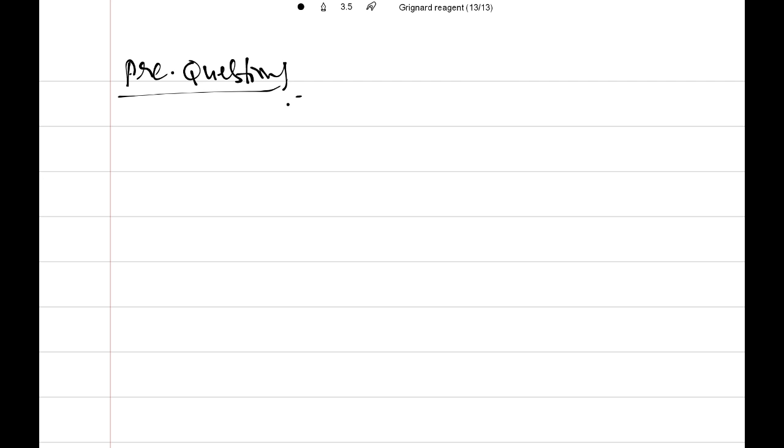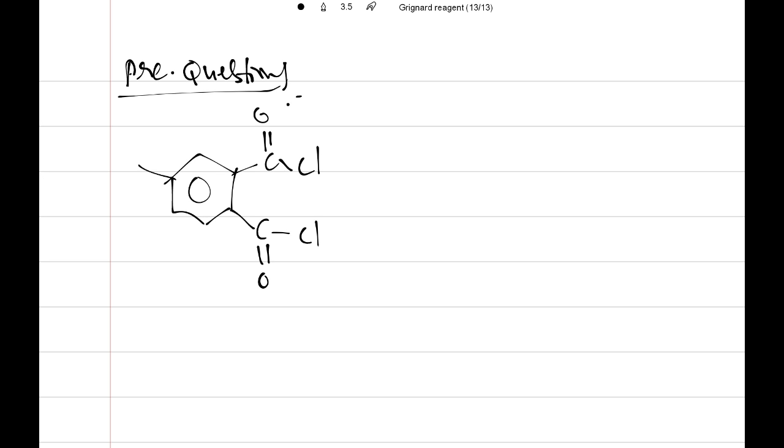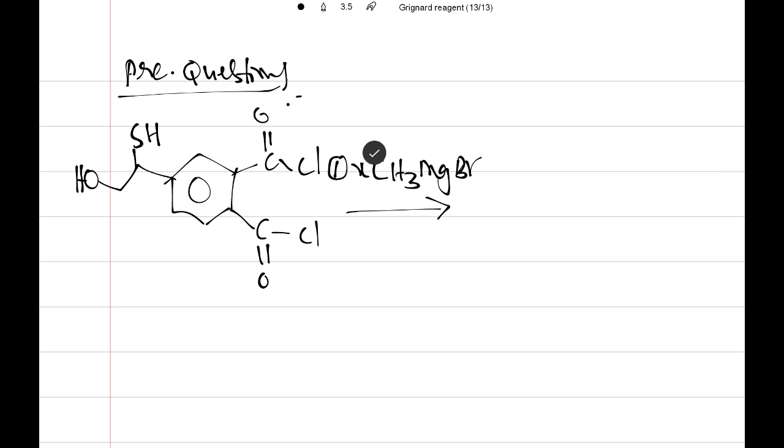So look at this conversion: benzene with a C double bond O and Cl, and here again C double bond O and Cl, and here I am taking SH, and here I am taking OH. Now this is reacting with Grignard reagent, CH3MgBr, and X moles of Grignard reagent is used. This is the first reagent, and the second one is hydrolysis.